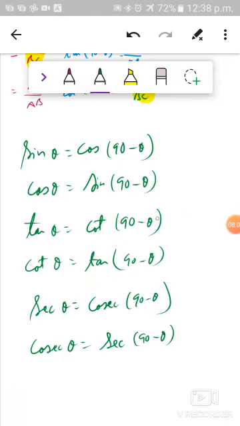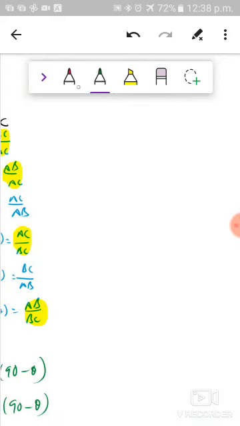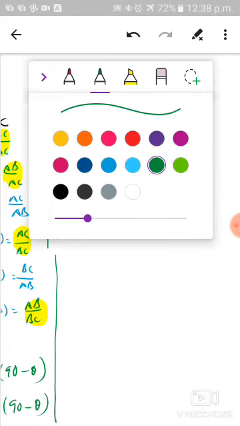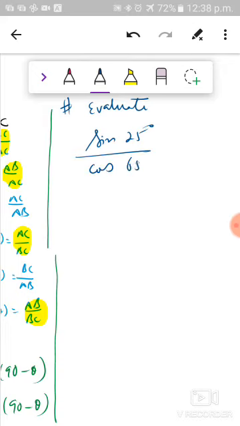Okay, now let us see a few examples of how to use this property. Suppose our question is: evaluate sine 25 degree by cos 65 degree. Now as we know, sine and cos are complementary of each other, right?